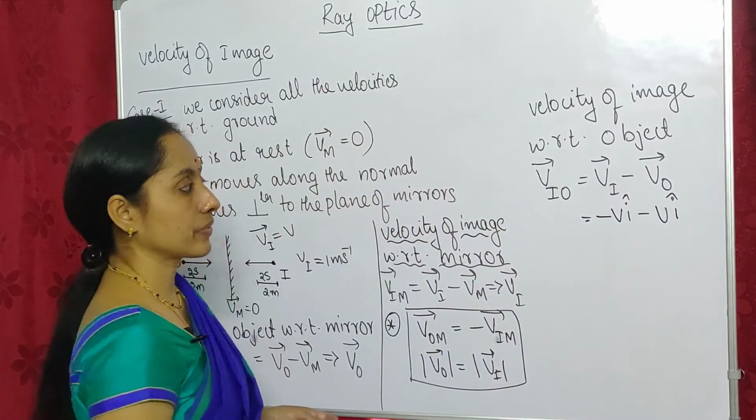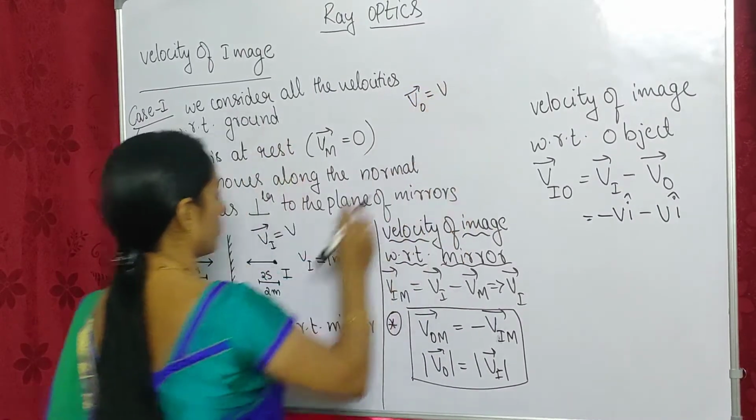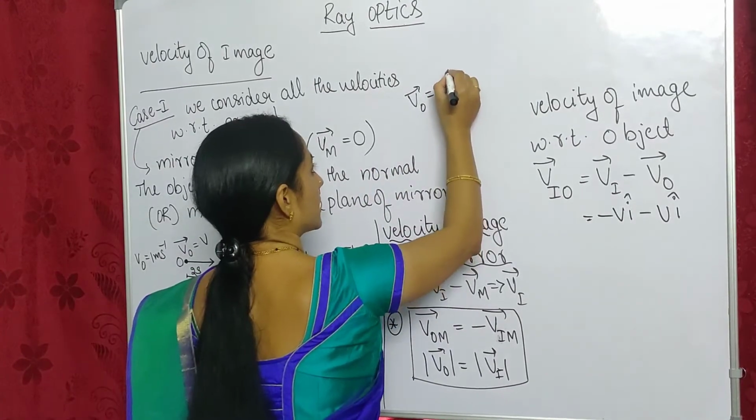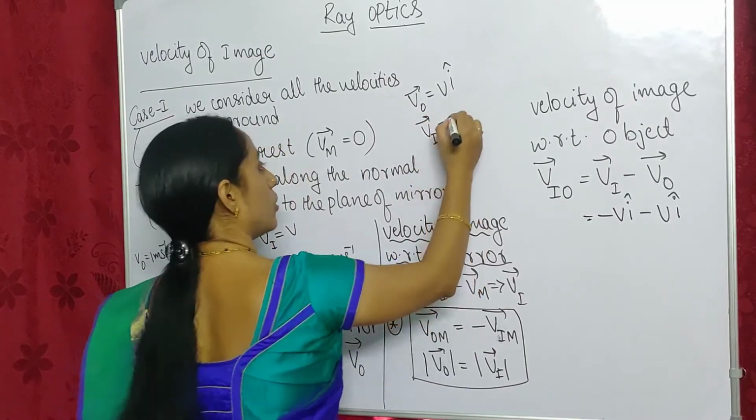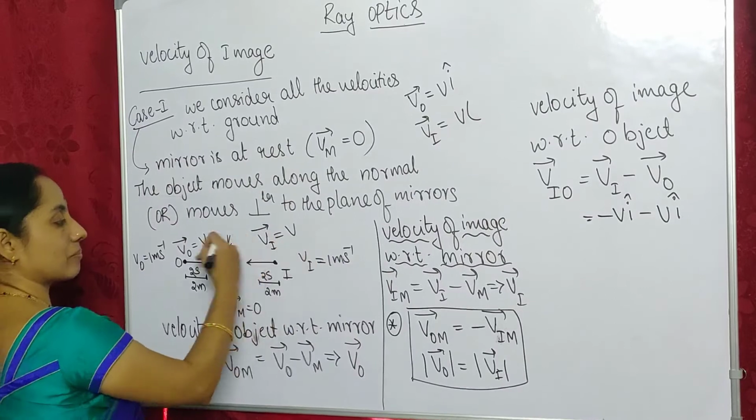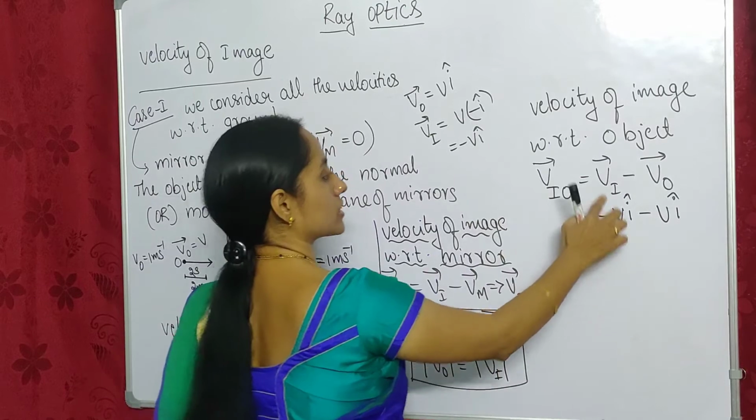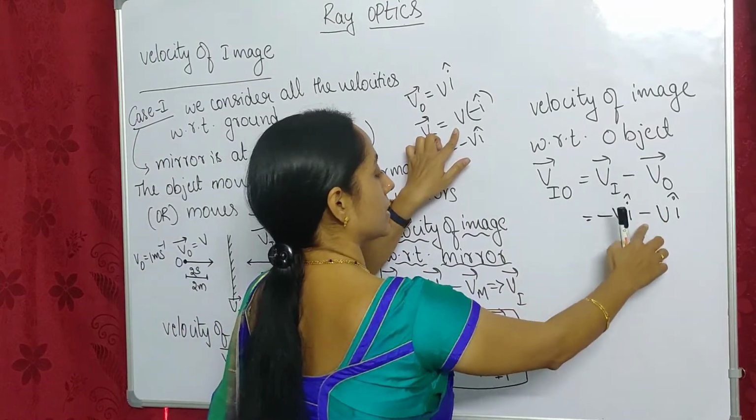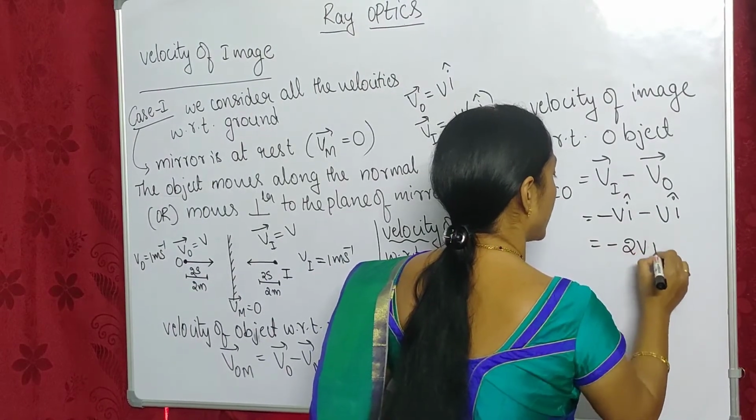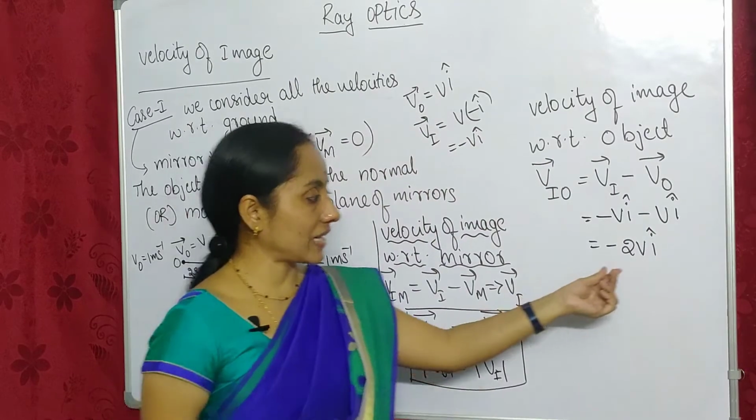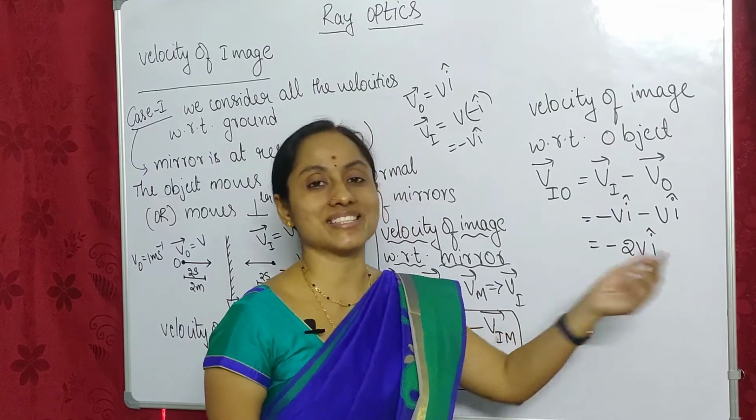I hope you understood. Velocity of object is equal to magnitude into direction. Direction is positive x direction, so plus v i cap. Velocity of image is magnitude into direction, minus i cap, so minus v i cap. So velocity of image minus velocity of object is minus v i cap minus plus v i cap. What did we get? Minus 2v i cap.